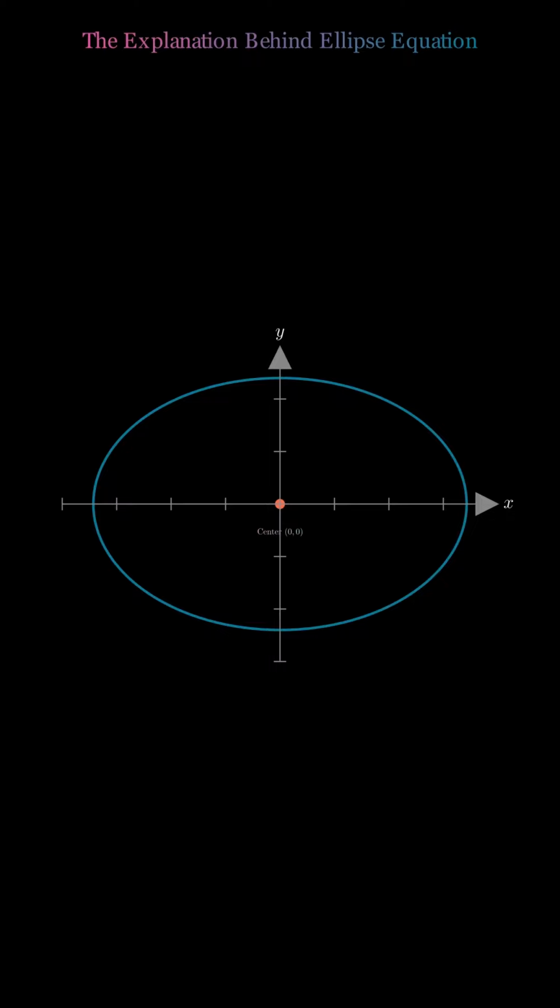The horizontal axis is the major axis with length a, and the vertical axis is the minor axis with length b. Now, let's mark the foci of the ellipse. They are located at plus and minus c along the horizontal axis.